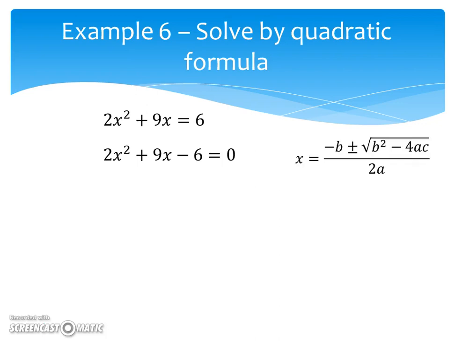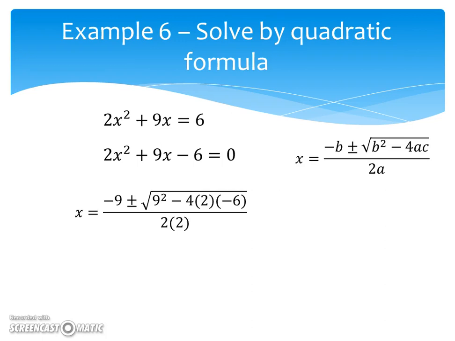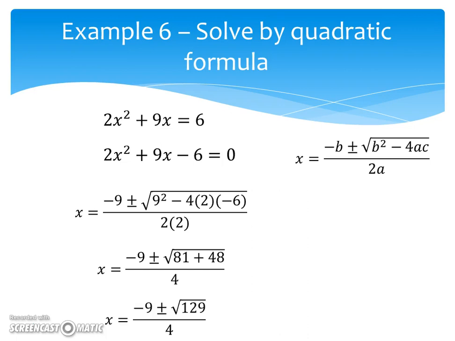And we're going to fill it into the quadratic formula. So we say -9 plus or minus the square root of 9 squared minus 4 times 2 times -6 all over 2 times 2. And we're just going to simplify this. On the bottom, 2 times 2 is 4. 9 squared is 81. 4 times 2 times 6 is 48. And that becomes positive. We add the inside of the square root. 81 plus 48 becomes 129.